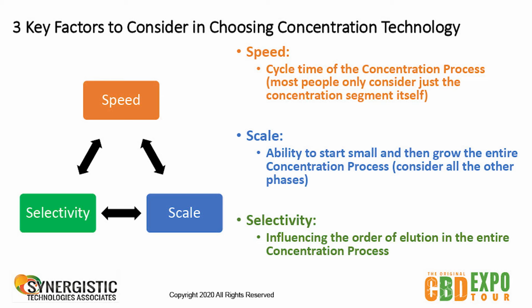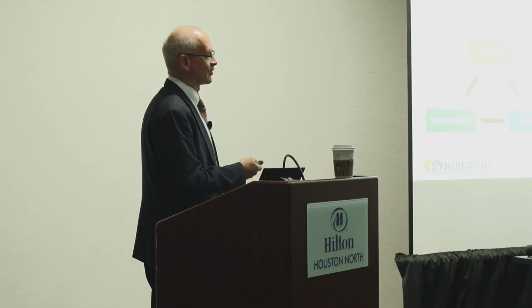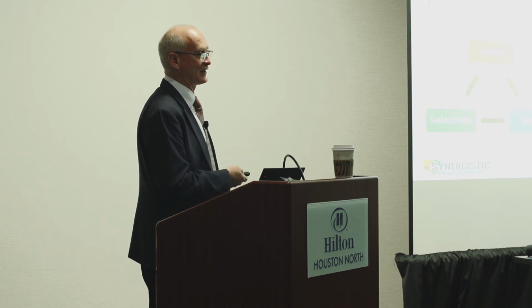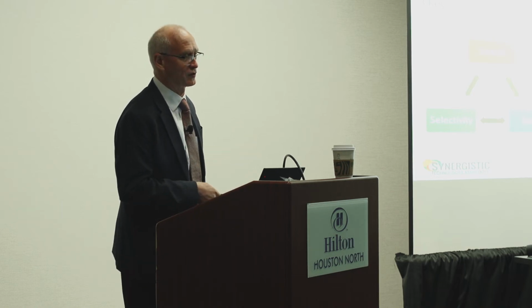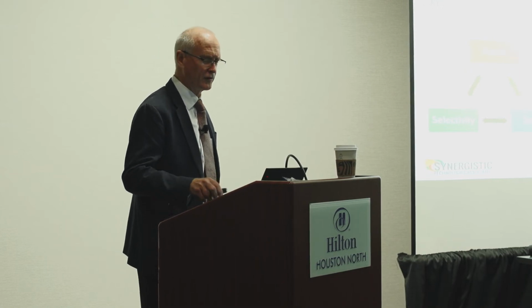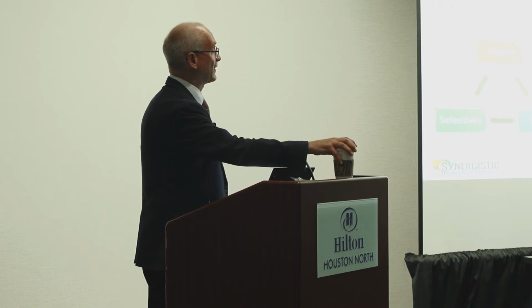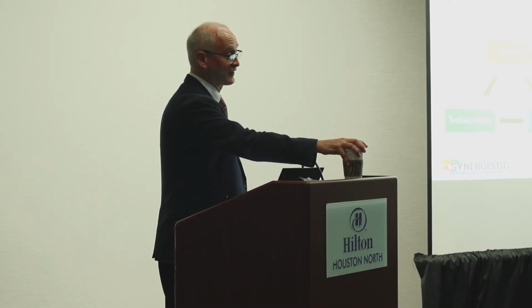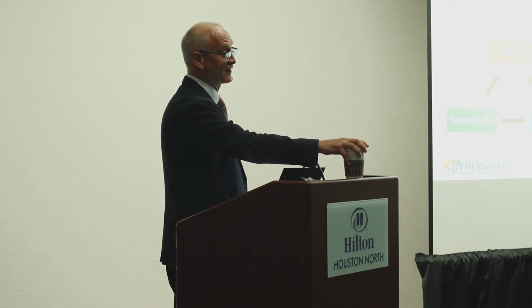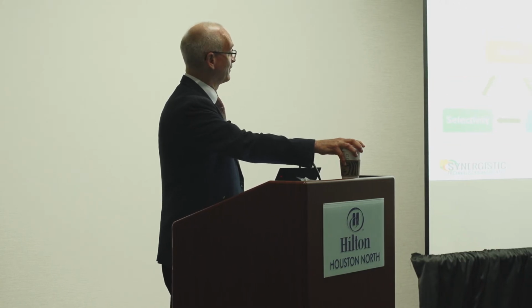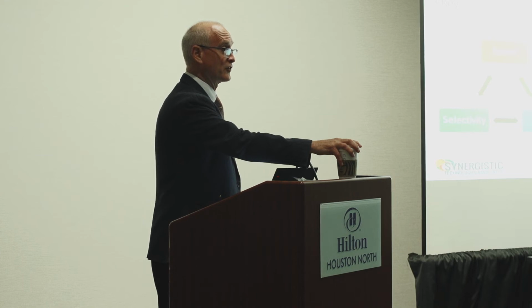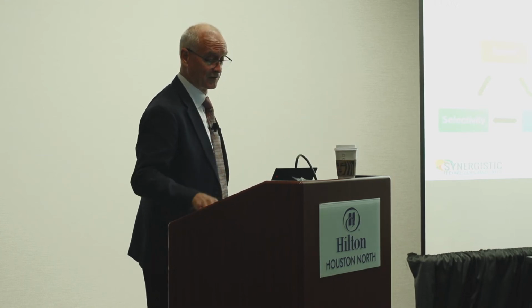The other one is selectivity. When you look at selectivity, I think specifically of how selective can I be and what do I want to get out of each one of those processes. So speed, scale, selectivity, and the rule of thumb is pick 2. You don't get all 3. You only get 2. You're either going to get speed and scale, or you're going to get selectivity and scale, or you're going to get selectivity and speed.